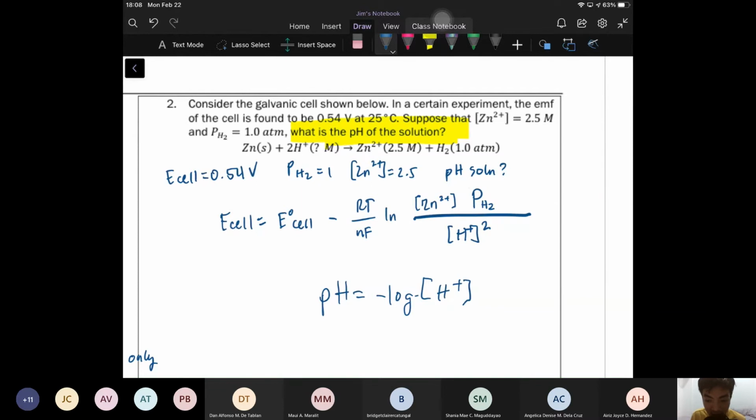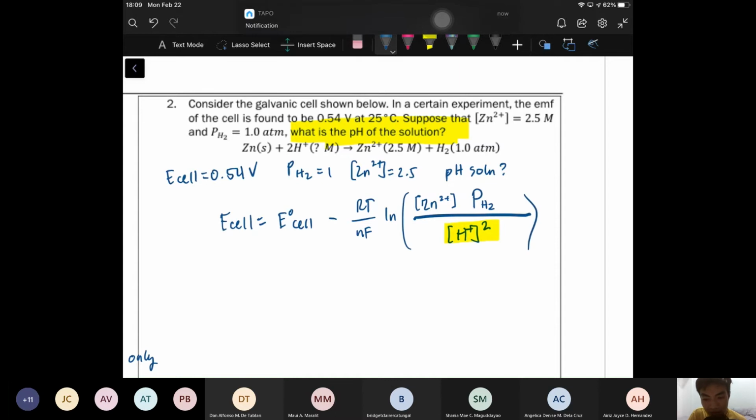Alam na ba natin? Hindi. Kasi tignan mo yun sa equation, may question mark din, no? Ibig sabihin, hanapin mo muna yung concentration ng H+, so we can answer the pH. Okay? So we are going to solve for this value. So hahanapin natin siya. How? Nasa loob yan ng ln. Paano yan? Exponential. Basta nasa loob ng ln, exponential function ang gagawin nyo.